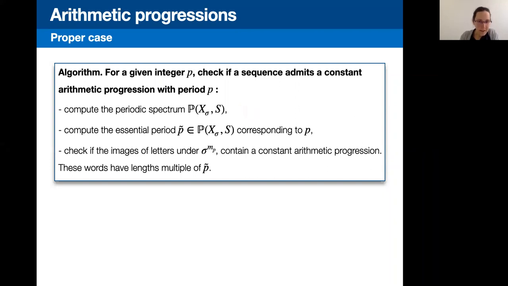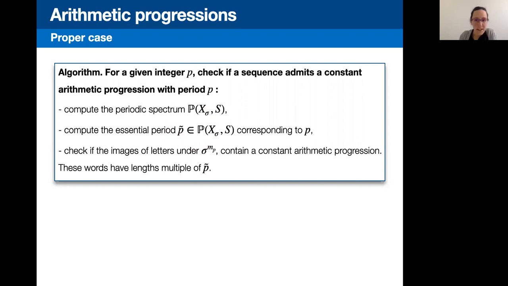Then if the integer p does not belong to the periodic spectrum, we have to compute the essential period corresponding to p, because if p does not belong to the periodic spectrum, maybe we can have a constant arithmetic progression included in an arithmetic progression with a smaller period. So this step is to compute the essential period that corresponds to p.